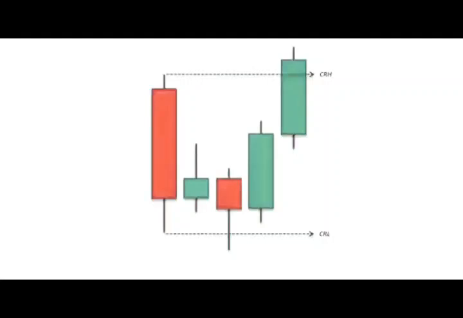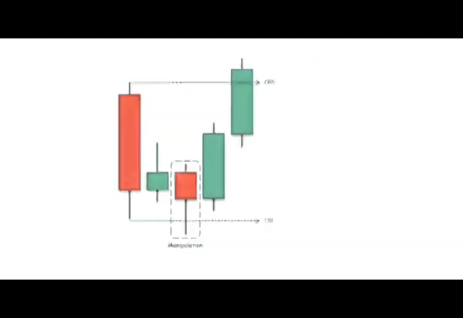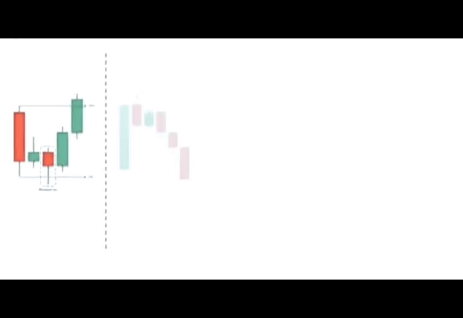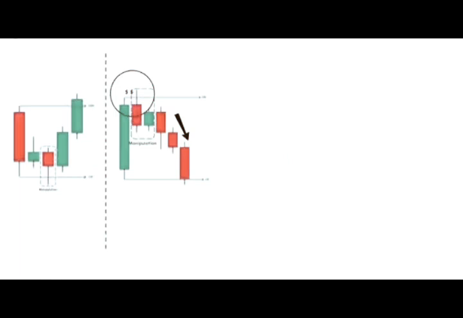The most important thing for us is the manipulation phase and the candle that creates it. For example, let's say we have a clear buy-side liquidity pool resting just above this bullish range candle. What happens next is that price first moves sideways and forms the accumulation phase. Then it manipulates by sweeping the high of that range, and after that, it enters the distribution phase, showing us that price is now likely to continue lower.